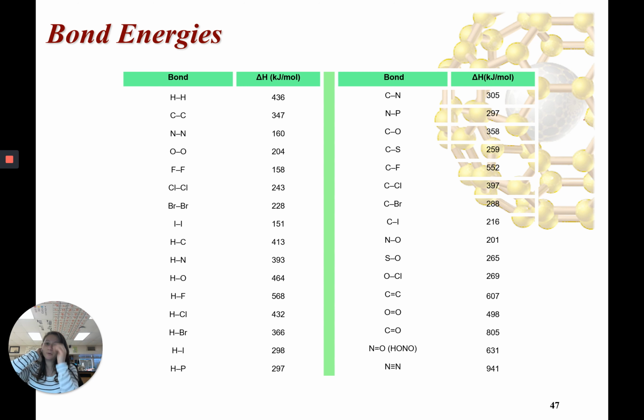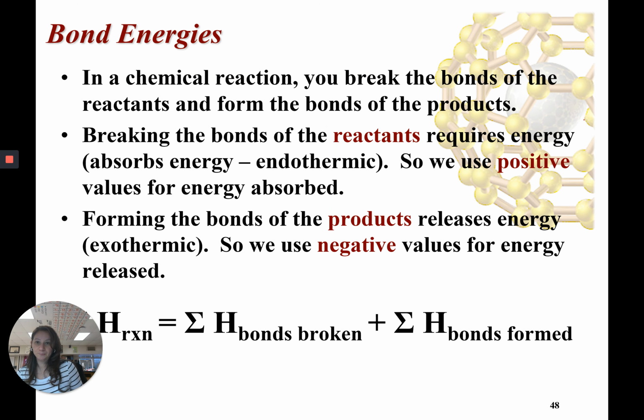So you have a table here that lists different bond energies, and that table will be provided for you when you take a test or a quiz. They're listed, each individual bond and their energies. Now they're all listed as positive values, but when you use them, you have to determine whether you use the positive value or the negative value.